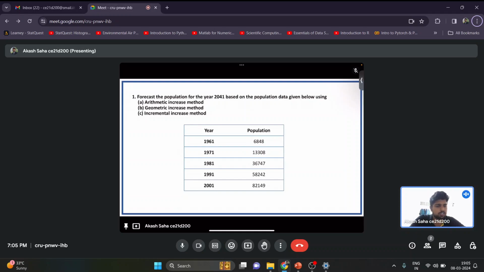And we have to use all three methods: the arithmetic increase method, the geometric increase method, and the incremental increase method. I'll give you some time to note down the population, and then we'll see how to forecast the population for a given period of time. Please note down the populations corresponding to each year, from 1961 to 2001.